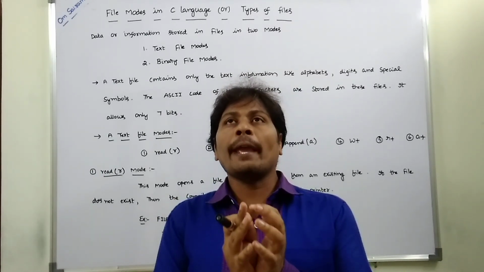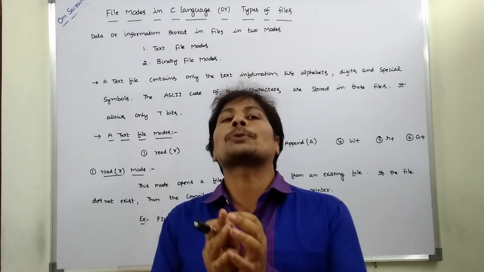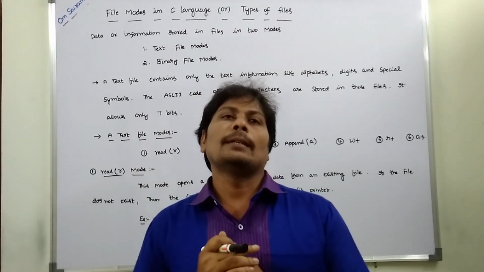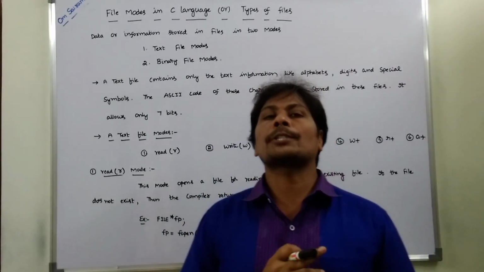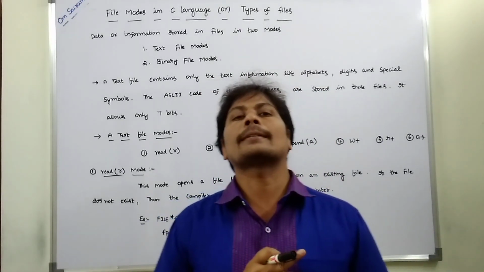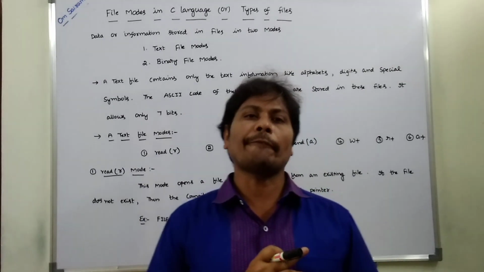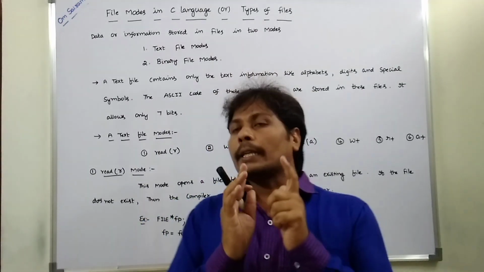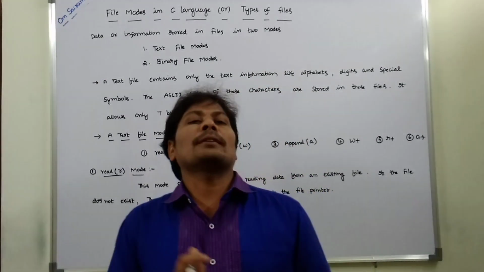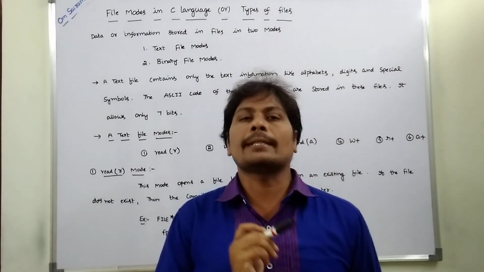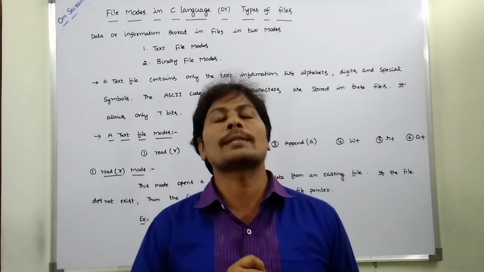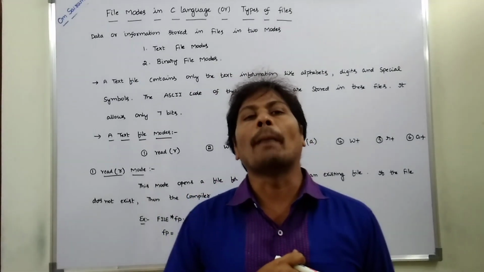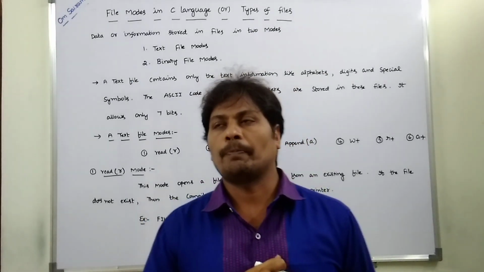Based on the way information is stored in the files, they are divided into two types. First one is text files and second one is binary files. The data or information is stored in the files in two modes: one is text file modes and the second one is binary file modes.